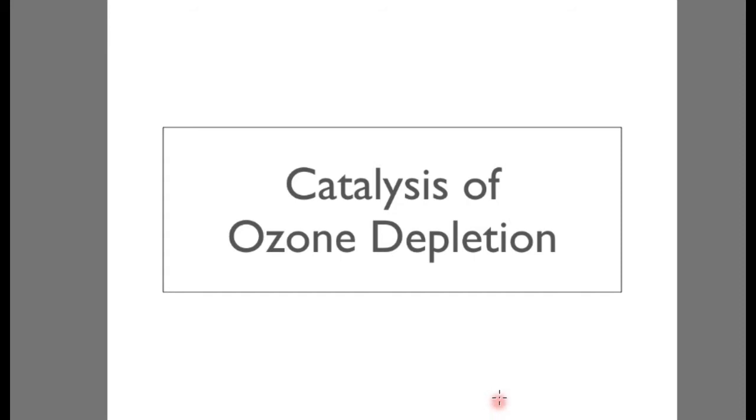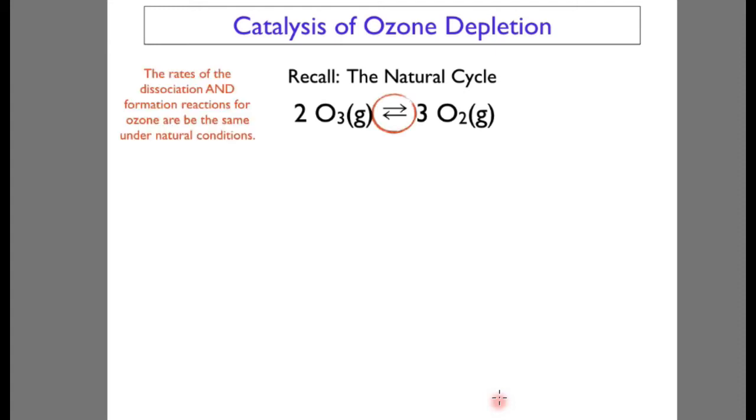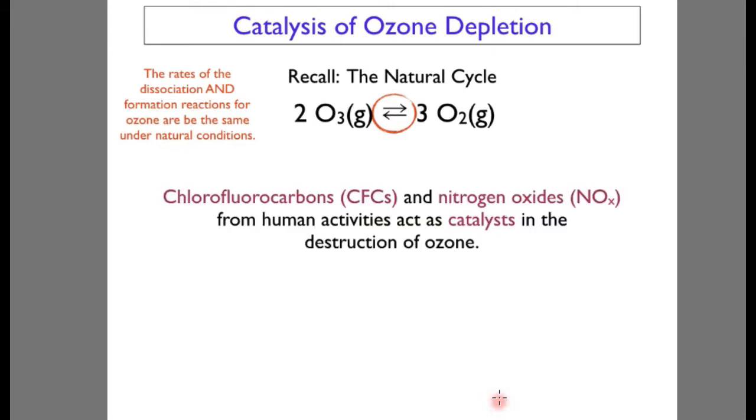Okay, the catalysis of ozone depletion. Let's have a look at this. If you recall the natural cycle, we had ozone and oxygen in equilibrium, and the ozone being broken down and being formed constantly. The rates of the dissociation and the formation reactions of ozone are the same under natural conditions. Chlorofluorocarbons, or CFCs, and nitrogen oxides, NOx, from human activities act as catalysts in the destruction of ozone. So the depletion gets larger than the formation.